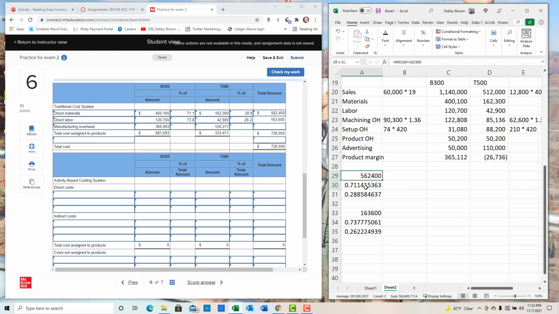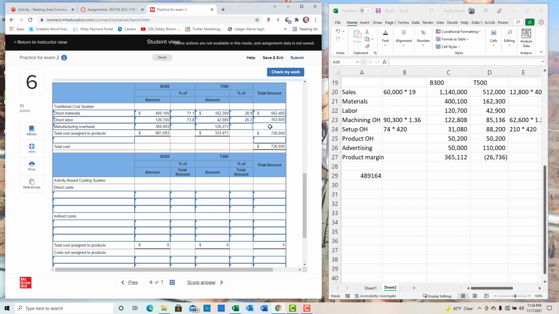Now, for the third one, I don't need these calculations anymore. For the third one, manufacturing overhead, I'm going to take 360,893 and add 128,271, and I'm going to get a total of 489,164. Now, once again, I'm going to take a percentage of each. So for B300, 360,893 divided by 489,164, and I'm going to get 73.8%.